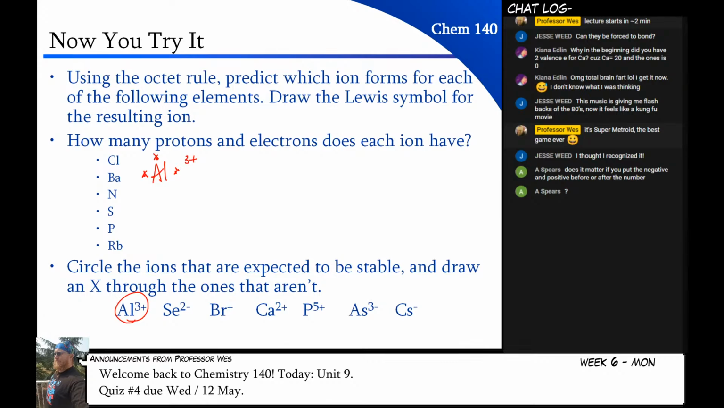Does it matter if you put the negative and positive before or after? So the convention is that the number comes first and then the charge. If you do it the other way around, it sounds like a magic item from Dungeons and Dragons, and I guess other scientists will laugh at you about that.